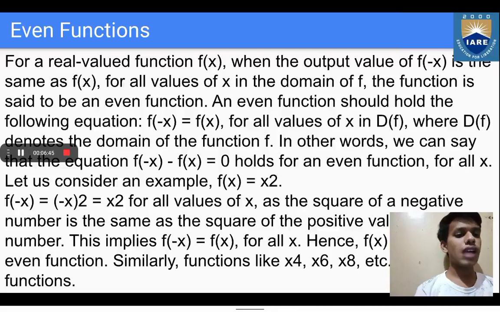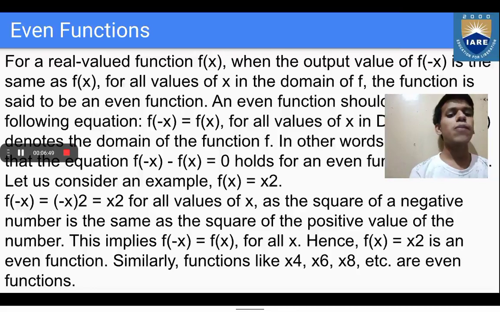For all values of x, as the square of a negative number is the same as the square of the positive value of the number, that implies f of minus x equal to f of x for all x. Hence, f of x equal to x square is an even function. Similarly, functions like x power 4, x power 6, x power 8, etc. are also even functions. So if we want to determine it algebraically, we can replace x by minus x and check whether f of x is equal to f of minus x or not. If it is equal, it is said to be an even function, otherwise it is not an even function.